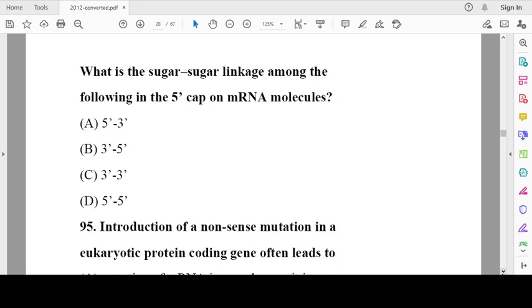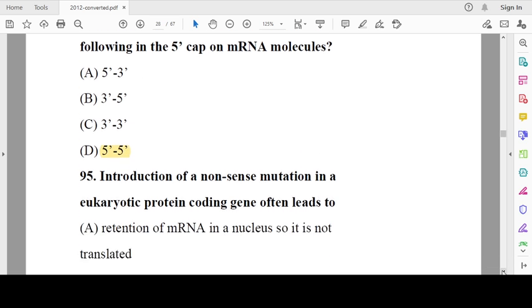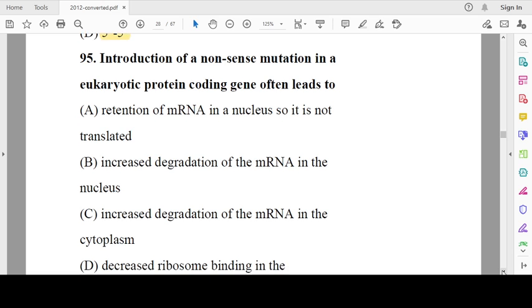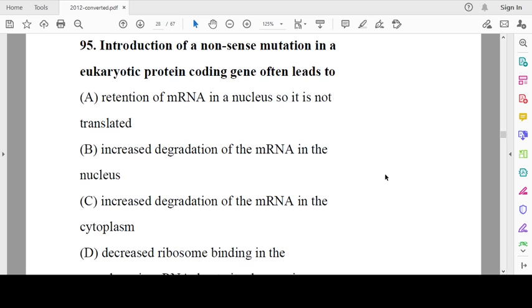Which of the following sugar to sugar linkages is found in the 5' molecule? Introduction of a nonsense mutation in a eukaryotic protein gene often leads to increased degradation of what? What is a nonsense mutation? It will lead to increased degradation of mRNA in the cytoplasm.